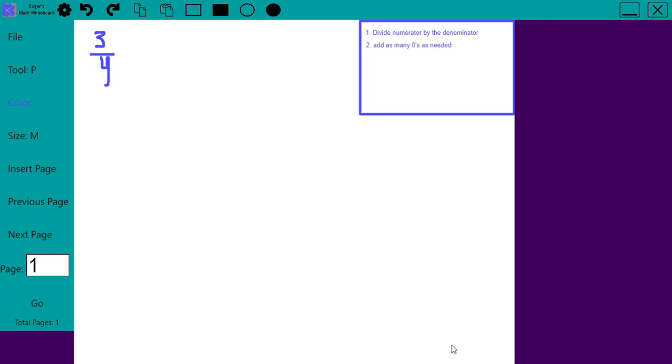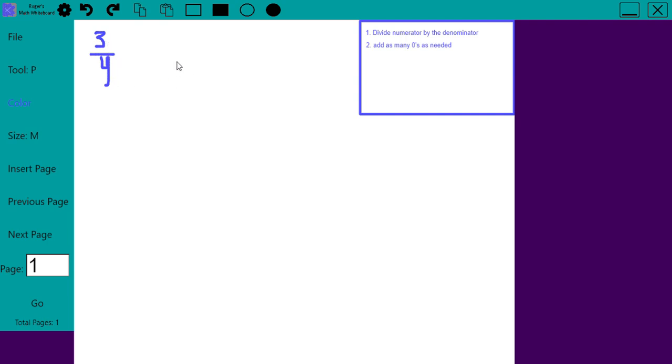So when you're changing a fraction into a decimal, the first thing you want to do is divide the numerator of the fraction by the denominator of the fraction. So over here we've got 3/4. In order to convert this into a decimal, I'm going to divide my numerator by my denominator.